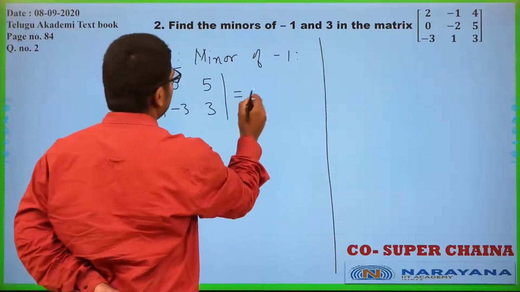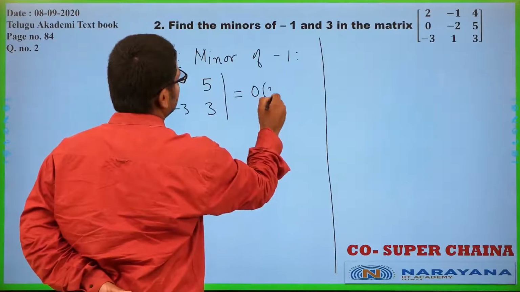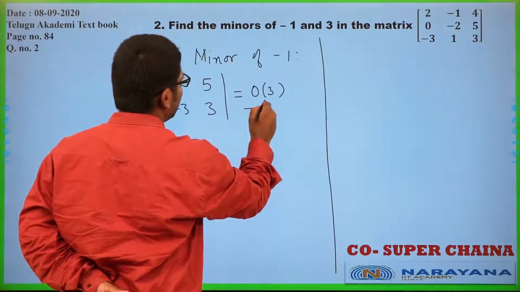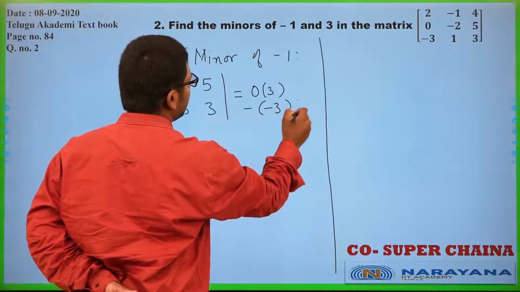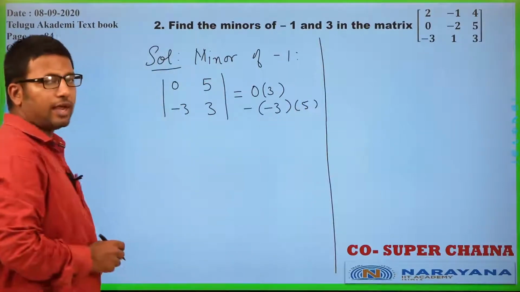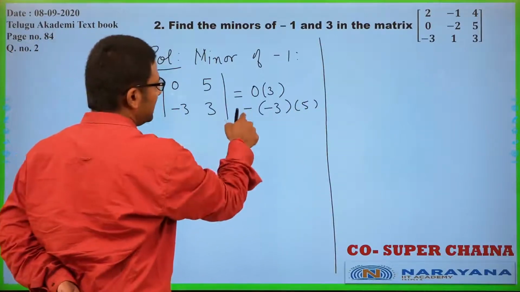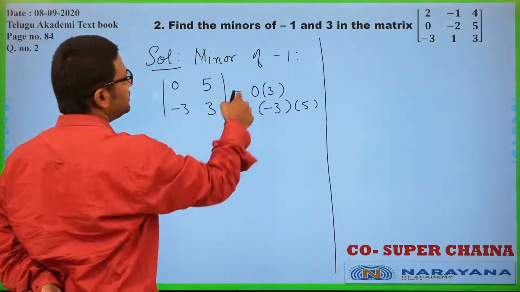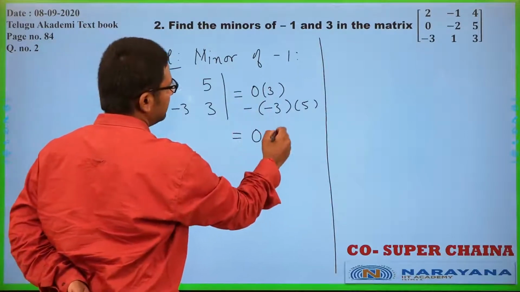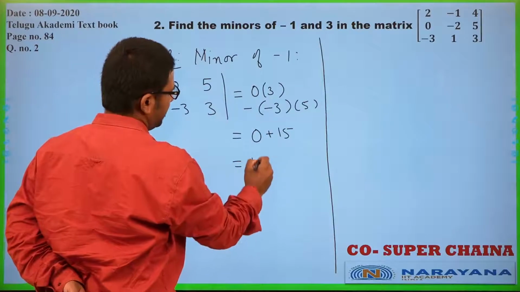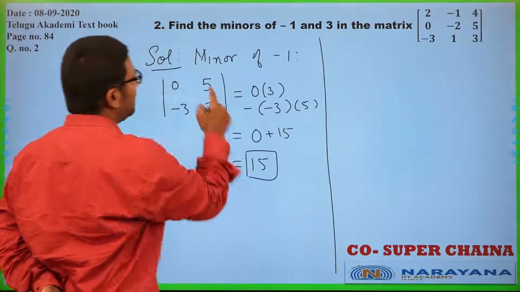What does this come to? 0 into 3 minus of -3 into 5. Always there is a minus here. So this simplifies to 0 plus 15. So 15 is the minor of -1.